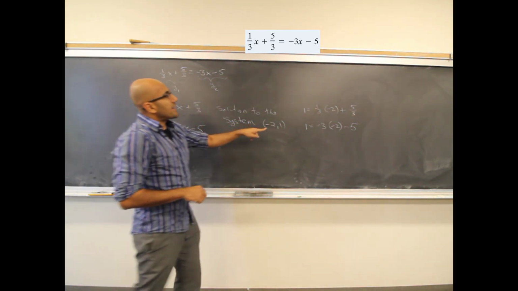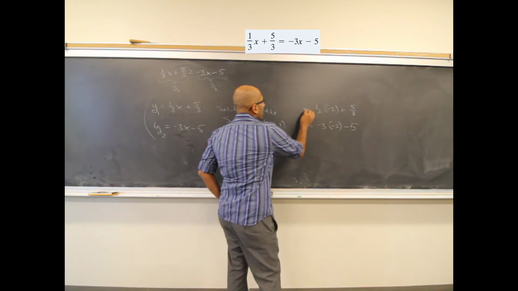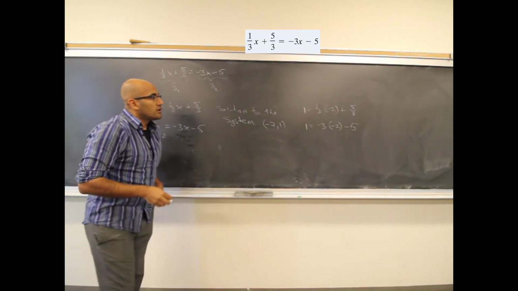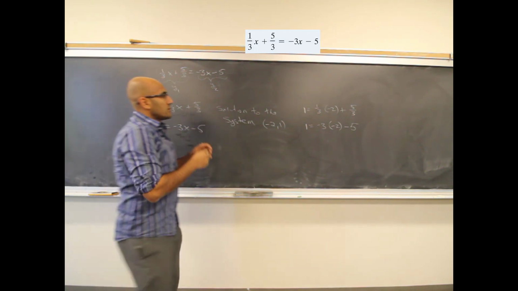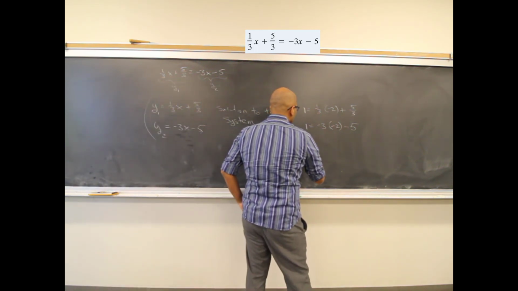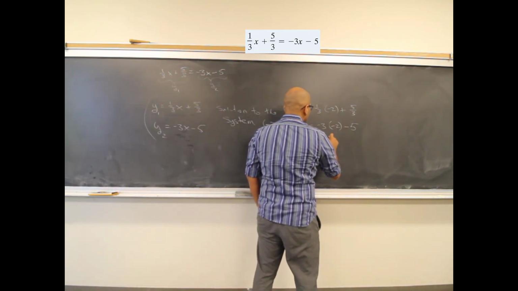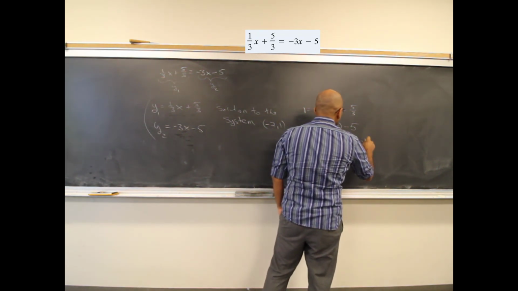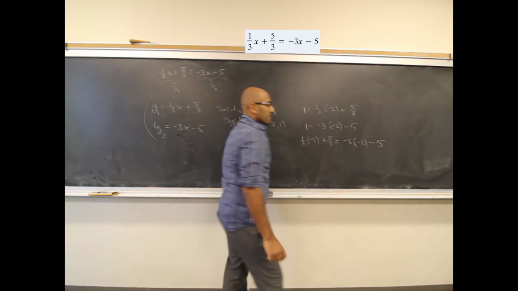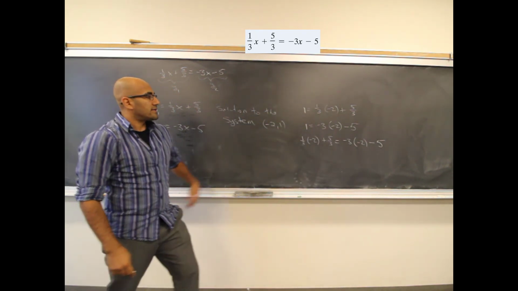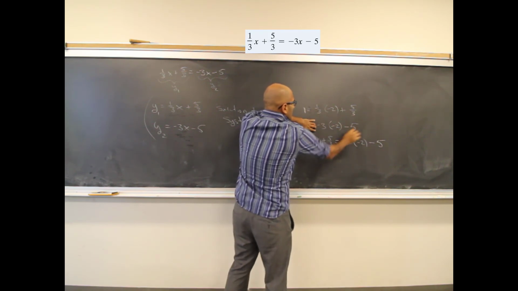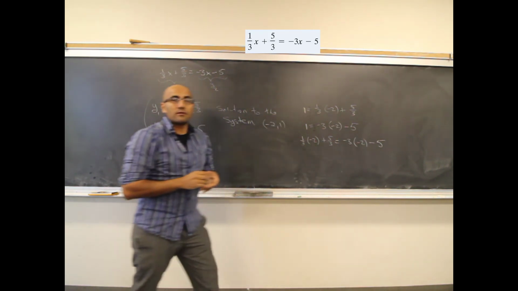Okay, so next what I want to do is notice that they both equal 1. Obviously, they both have the same output of 1. So I can set them equal to each other. So that must mean that 1/3 times -2 plus 5/3 is equal to -3 times -2 minus 5. Good? All I did is I set them equal to each other. This is equal to 1, this is equal to 1, therefore they must be equal to each other.